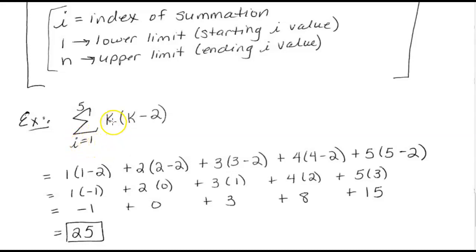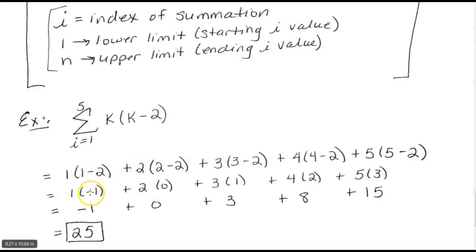So we would start by plugging in the 1. So 1 times 1 minus 2 plus, then I plug in a 2. So 2 times 2 minus 2 plus, then I plug in a 3. 3 times 3 minus 2 plus 4 times 4 minus 2, and then finally 5 times 5 minus 2. And I stop when I get to 5 because that's the top. And then I just clean this up.